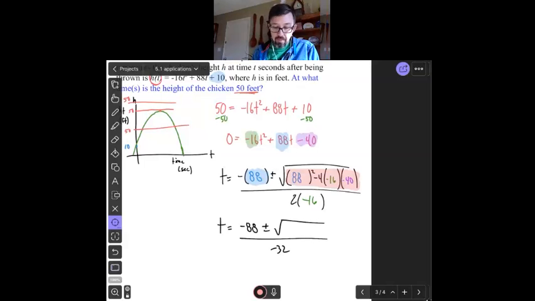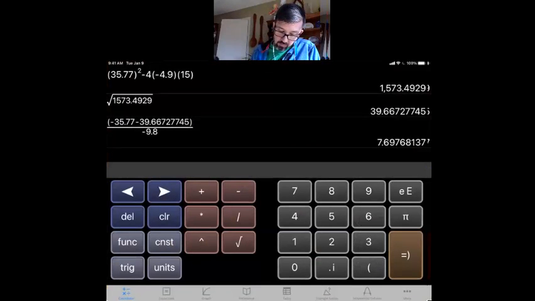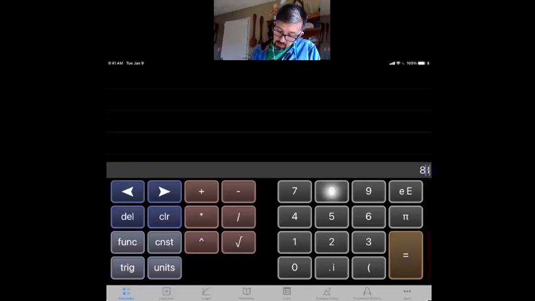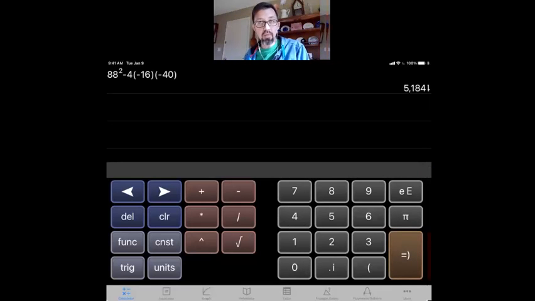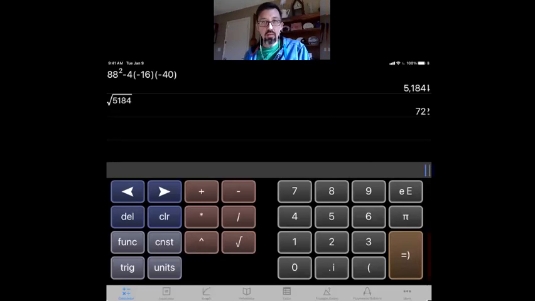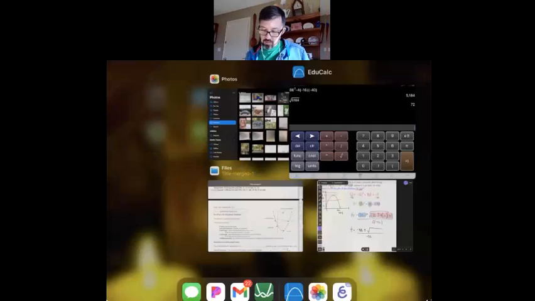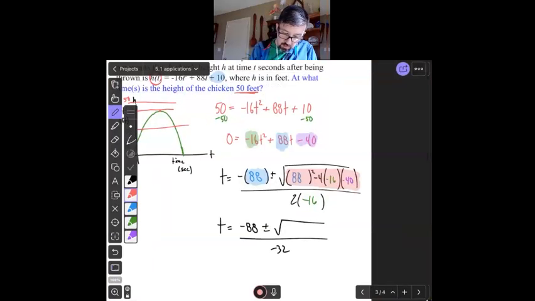So 88 squared minus 4 times negative 16 times negative 40. So make sure you have all the negatives. Maybe this one gives us a nice answer, 5184. While I'm here, I'm just going to go ahead and square root that. So square root's down to 72.